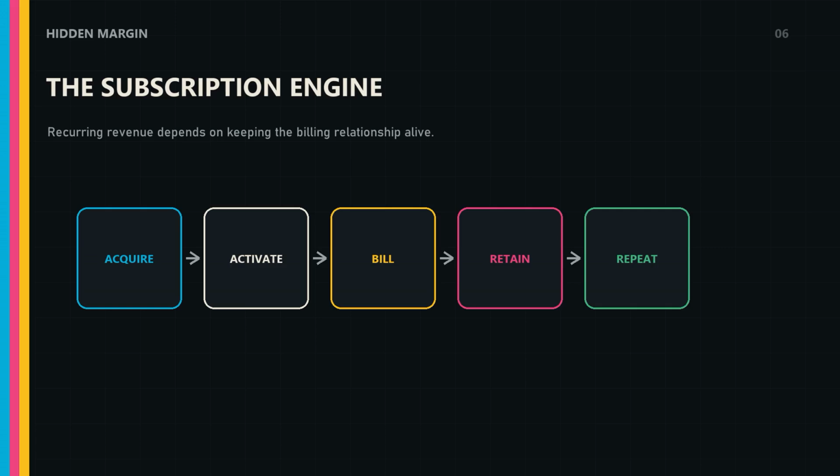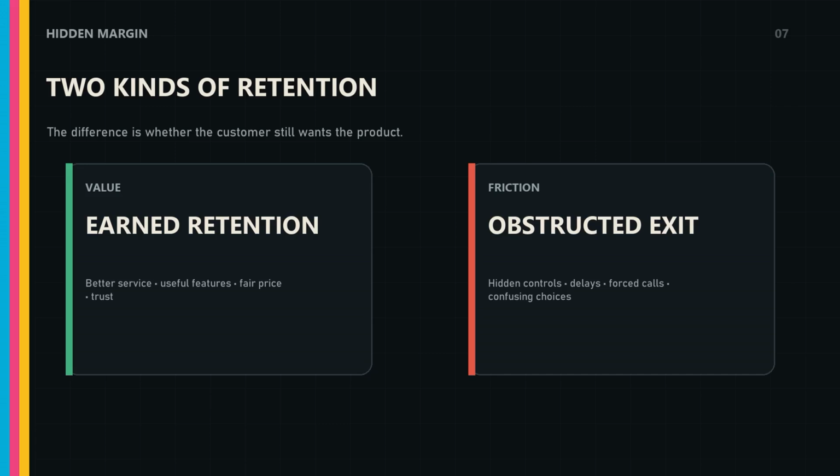The engine has 5 basic steps. Acquire a customer, activate the account, begin recurring billing, retain the relationship, repeat. Marketing usually receives attention because acquisition is visible and expensive, but retention can be even more valuable because the payment connection already exists. There are 2 very different ways to retain someone.